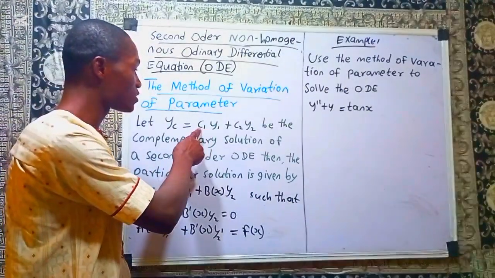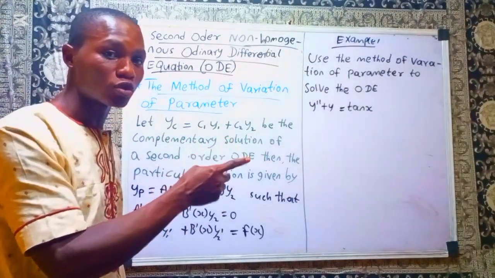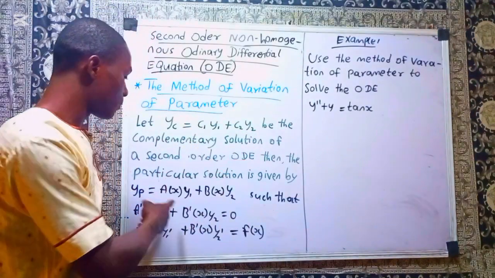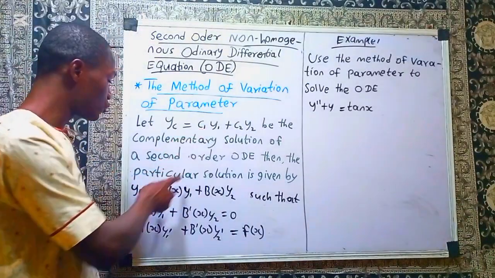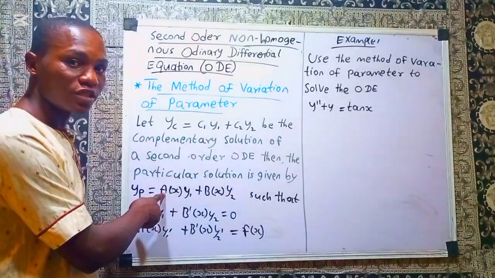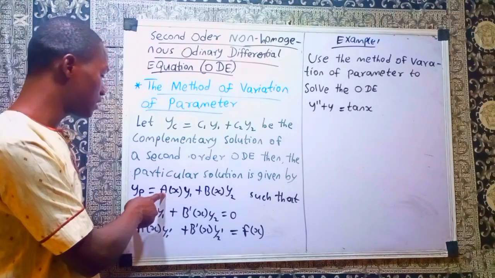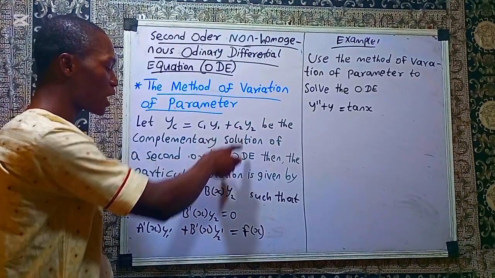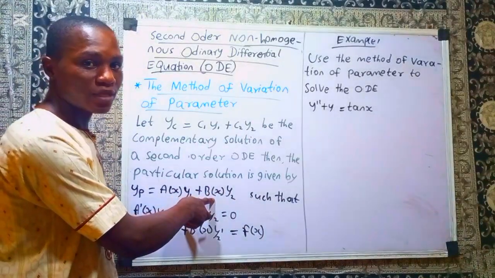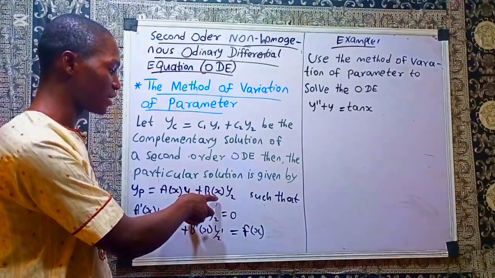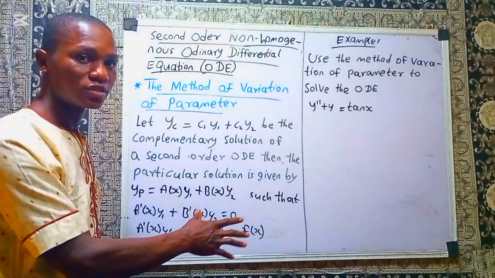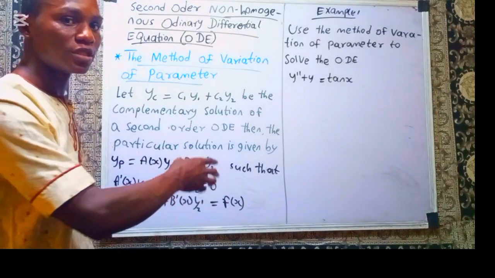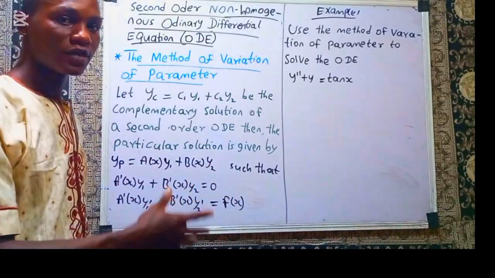Now we are going to change this constant c1 to a function of the independent variable, an arbitrary function of the independent variable. So instead of this c1, I'll use a function of the independent variable to replace it, a of x. So I'll still have my y1. Then instead of this c2, I'll replace it with another arbitrary function of the independent variable, b of x. So I'll still have my y2. This is how you get the particular solution from the complementary solution using the method of variation of parameter.